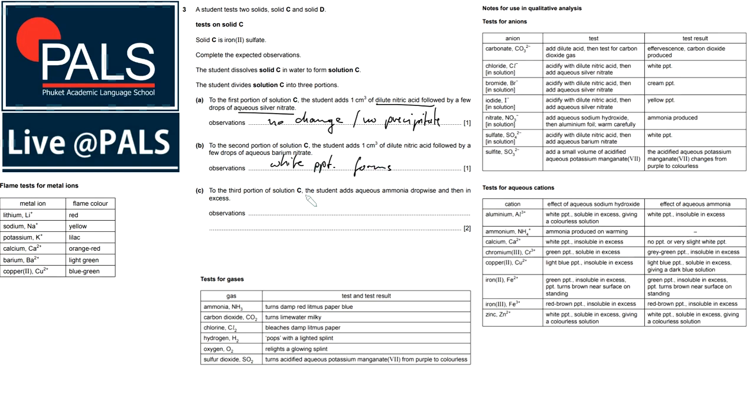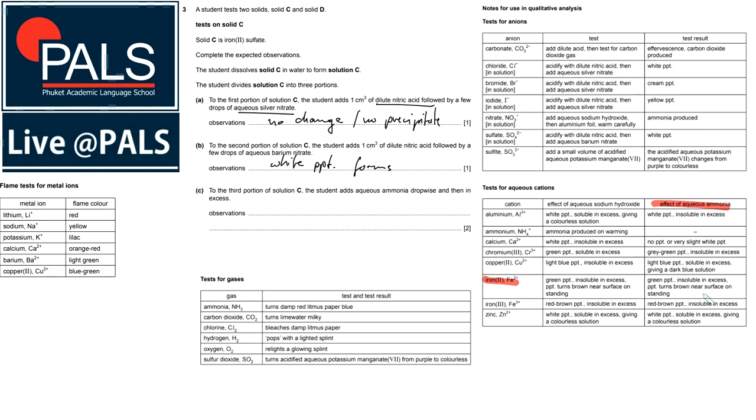The third portion of solution C, the student adds aqueous ammonia dropwise and then in excess. So now we are probably testing for the iron 2 ion. So let's check iron 2. And we are adding aqueous ammonia, so we are in this column. So we get a green precipitate, which is insoluble in excess, but the precipitate turns brown near the surface on standing.